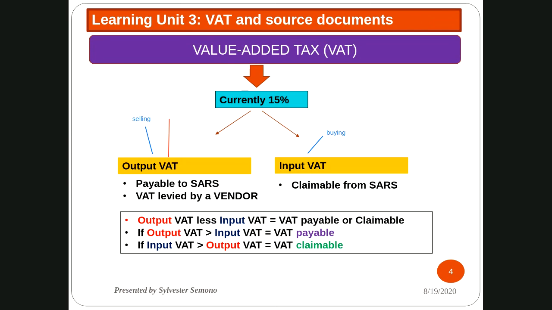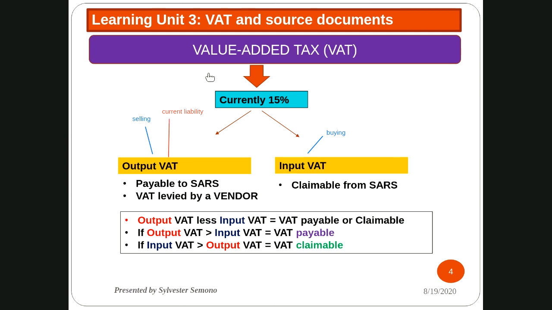Why do we call it a current liability? It's because the money that has been collected by you as the business does not belong to you. You will go and pay it to SARS. That's why I said payable to SARS. Are we together? So it means you owe SARS. So the output will always belong to SARS. That's why we say it's a current liability.